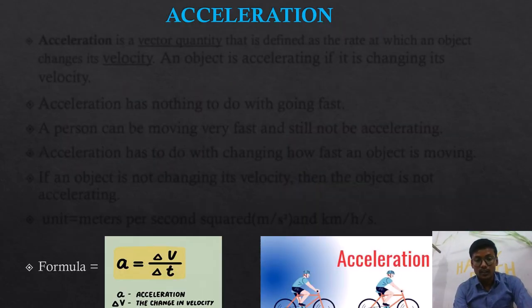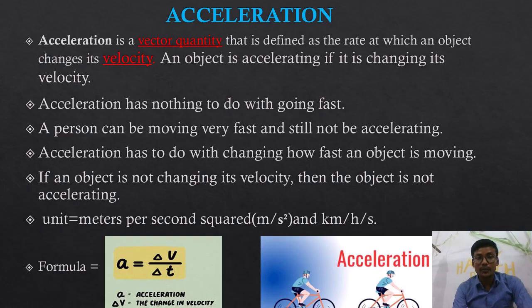The acceleration. What is acceleration? Acceleration is a vector quantity defined as the rate of change of velocity. An object is accelerating if it is changing its velocity. You can see here the acceleration formula, delta v by delta t, where delta v means change in velocity and t is the time taken. What is the unit of acceleration? Meter per second square.